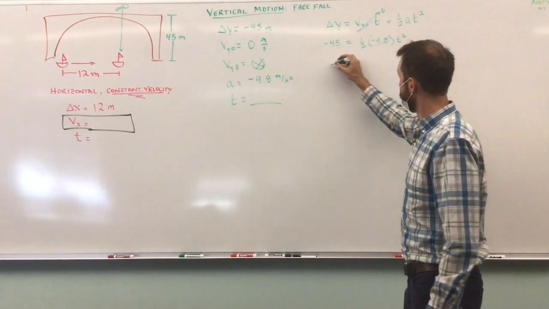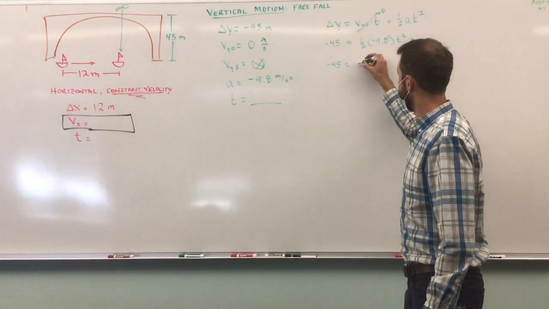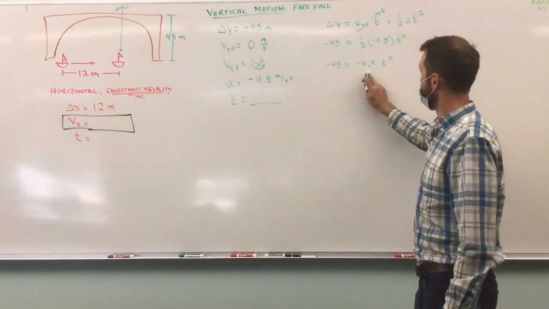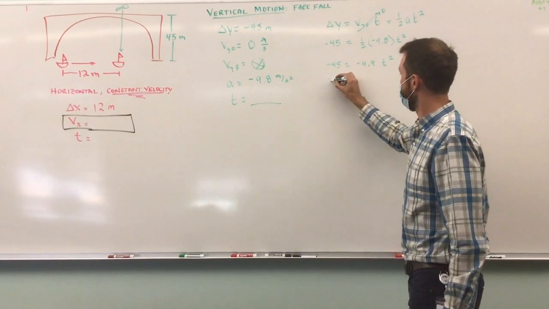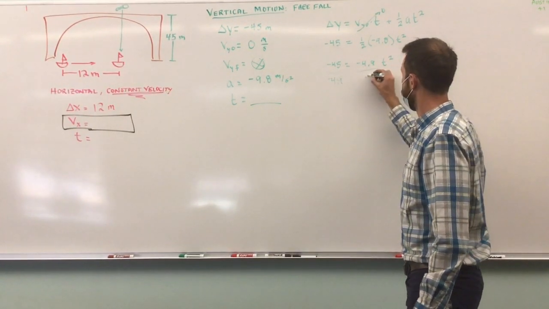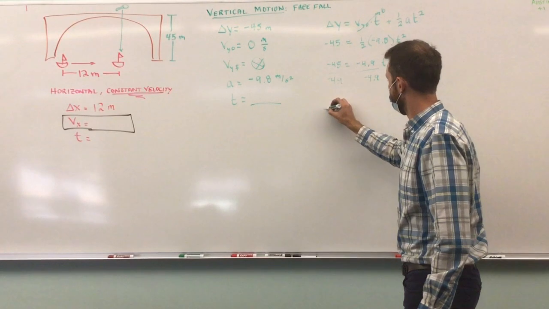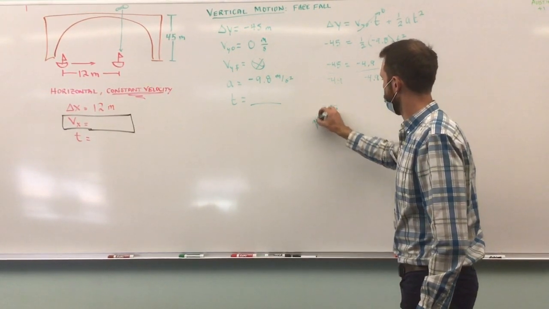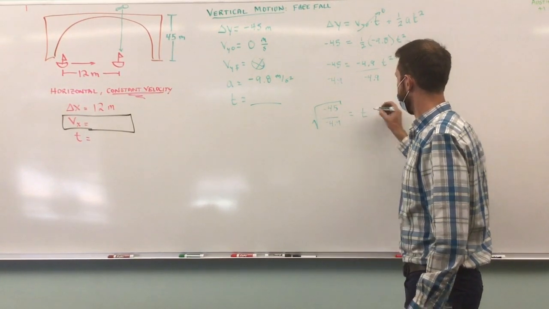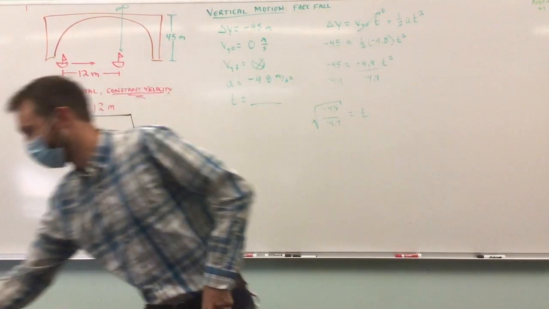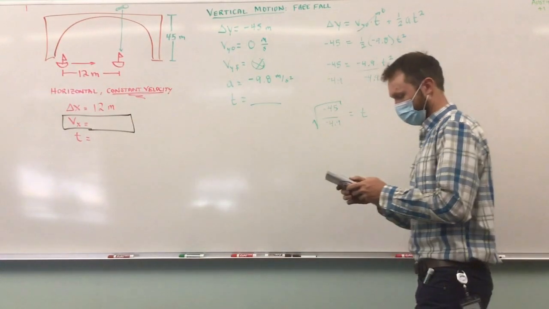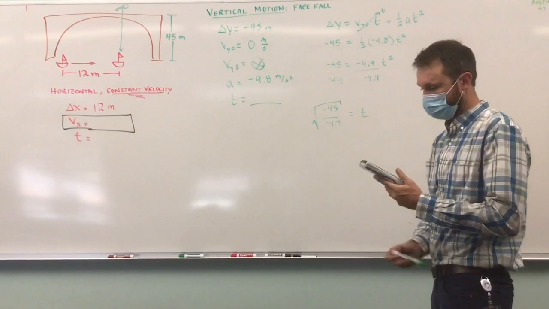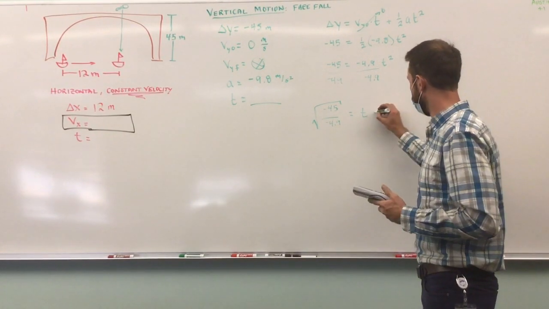I do some algebra here, simplify things down. I multiply those two to there. I then divide both sides by the negative 4.9, and then I get negative 45 over negative 4.9, and I take the square root of that to find the time. So second square root, 45 divided by 4.9, and I get a time of 3.03 seconds.